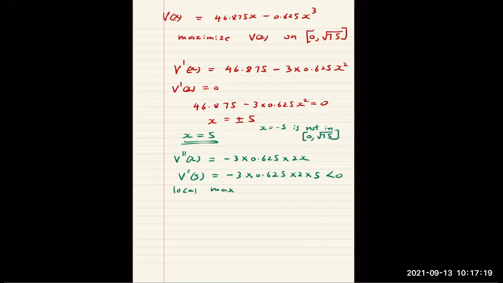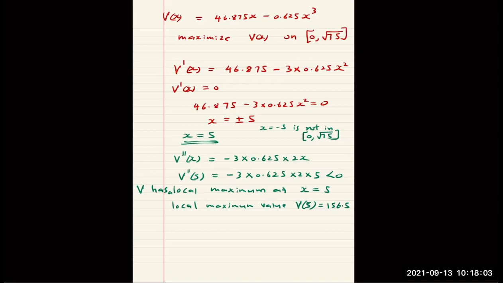That means I'm going to have a local maximum at x equals 5. Maybe we write V has a local maximum at x equals 5. Now let's find the local maximum value. The local maximum value would be the function value at x equals 5, V of 5. That is, V of 5 is going to be 156.5. That is the value of the local maximum.